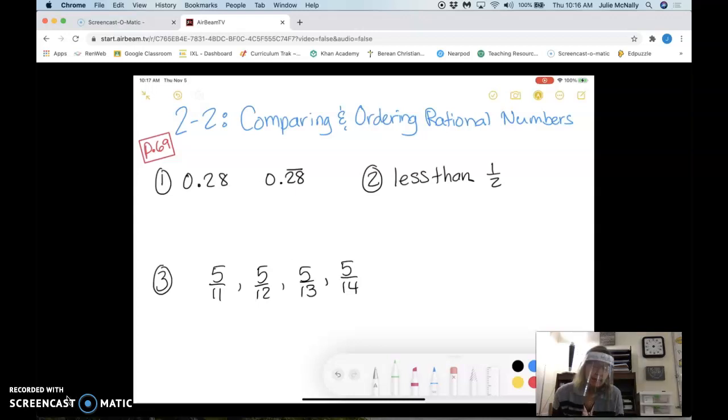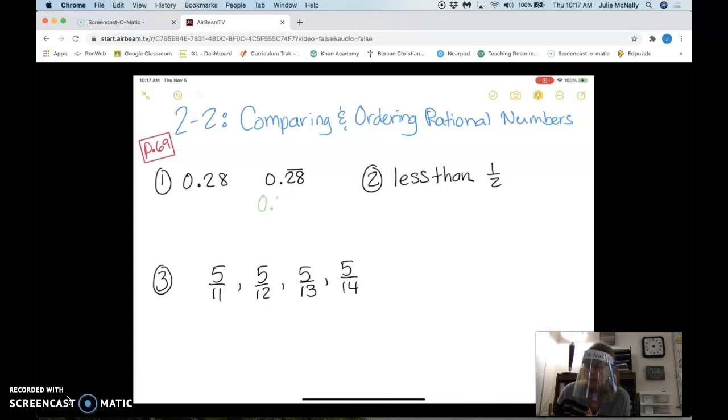Number 1 says, explain why 0.28 is less than 0.28 with the bar notation. So girls, why is 0.28 less than 0.28 with the bar? Because 0.28 with the bar is a repeating number. Which one? The one with the line over it. Yes, the one with the bar is a repeating number.